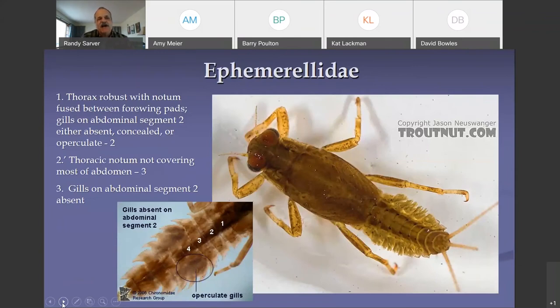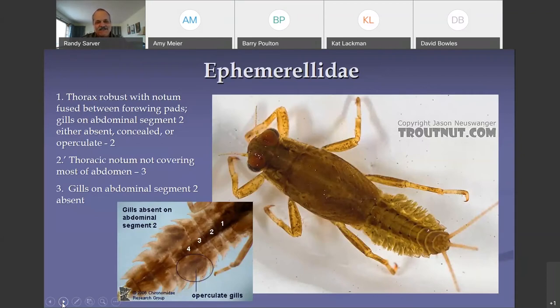Okay, so moving on in that one group, the Panota or the fused backs, we're gonna stick with our choice in the dichotomous key. Couplet one is gonna be the same here. It's gonna be the first part of the couplet with that thorax robust and notum fused. I'm having a hard time here pointing. I was kind of counting on pointing things out. This is gonna be tough because I can't point.